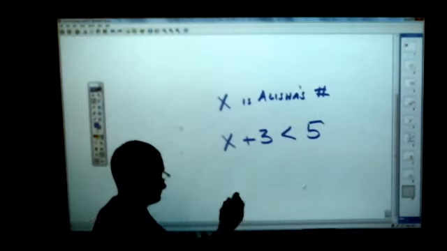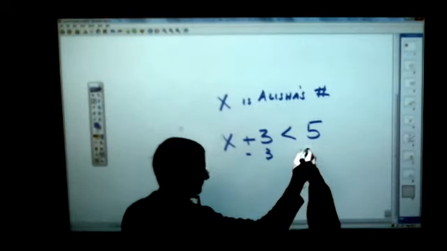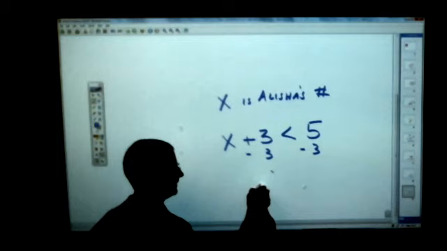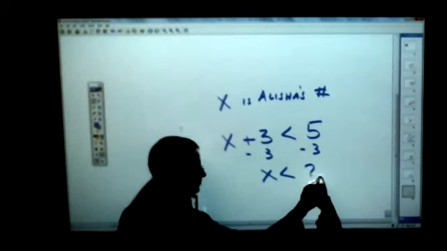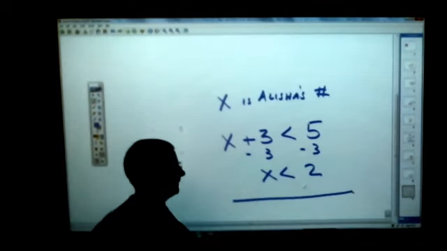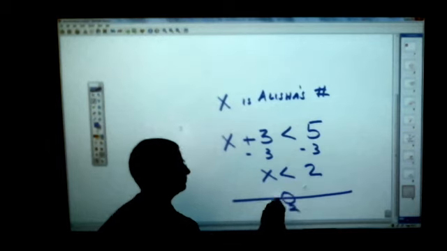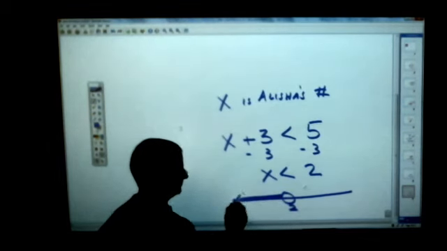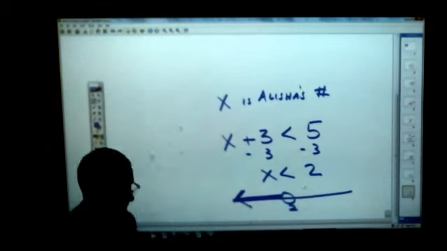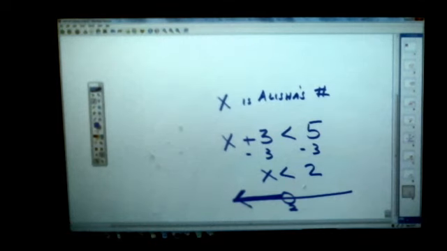Aiden? You subtract 3 from both sides. So x has to be less than 2, and then you would graph that as 2, anything less than 2. Is there another example of that?